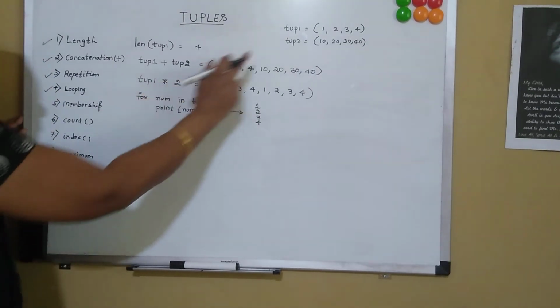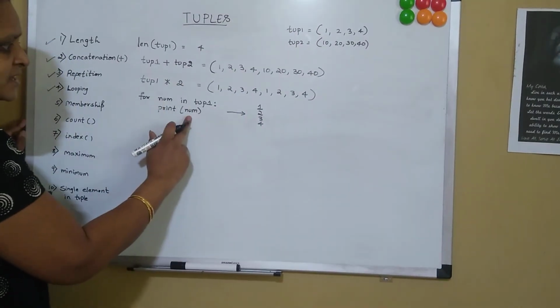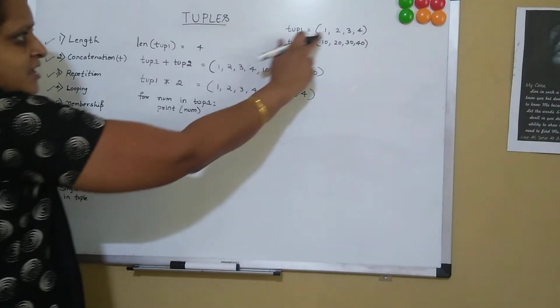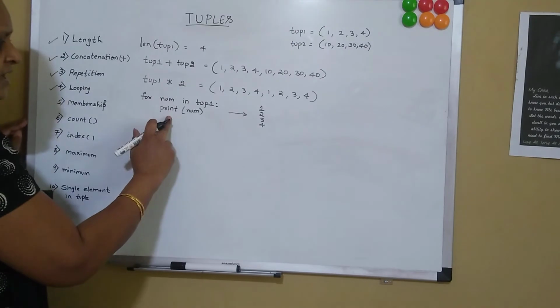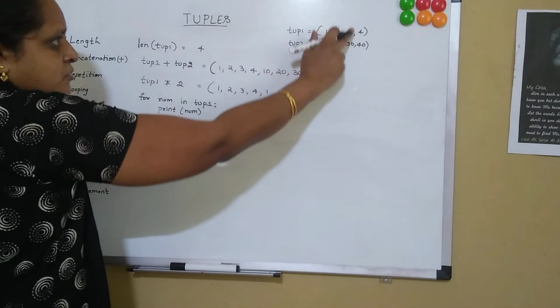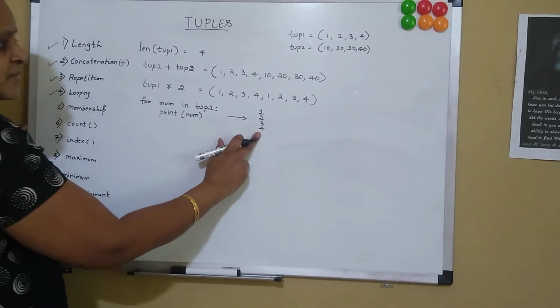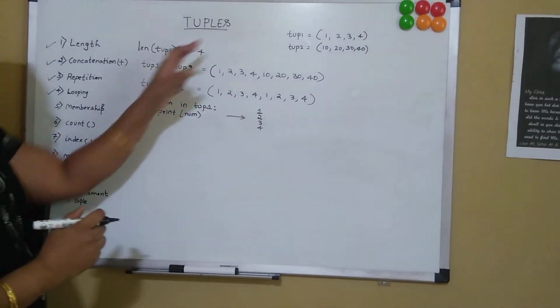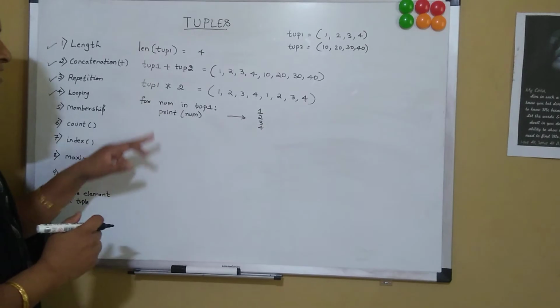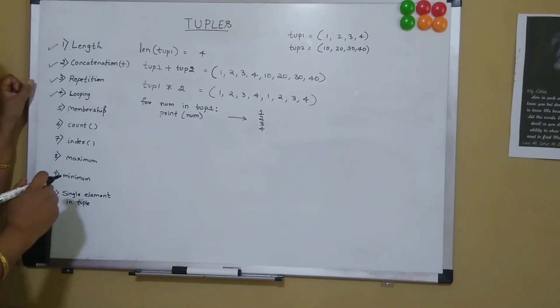Initially, it will take 1 as the first item. It will print number, that is 1. It will iterate to the next item and it will print 2. It will iterate to the next item and print 3, and it will iterate to the last item and print 4. And once the items of the tuple has been executed, it comes out of the for loop.